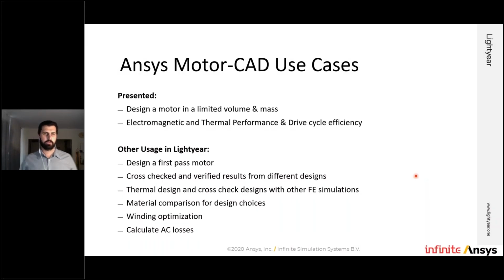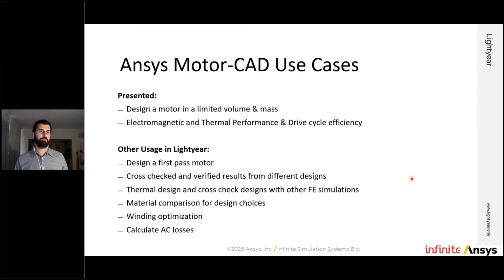So today I'm going to present two use cases of things we've used Motor CAD for in the past, but there are other things we have used it for. Just below that, the other use cases is basically to design a first pass motor, so that you say, this is good enough, let's build this, let's get it out. We have double-checked or cross-checked results from a different design. Is it actually as good as people say it is? We've done a thermal design in a different FE package, and double-checked it in Motor CAD.